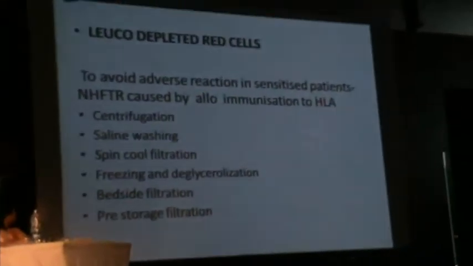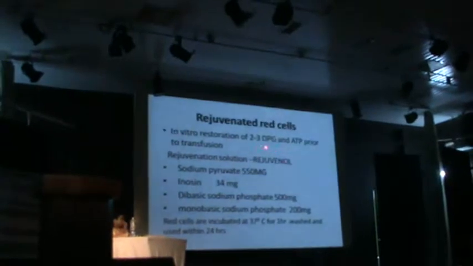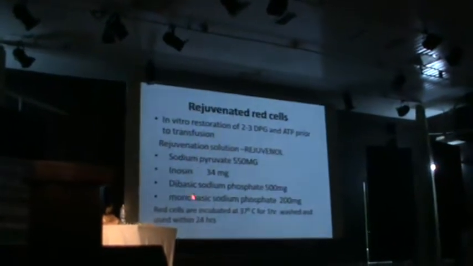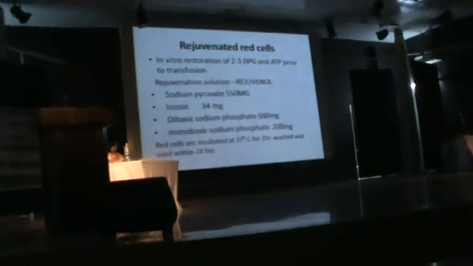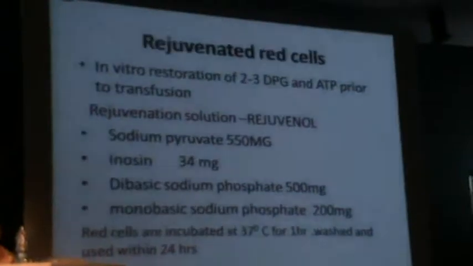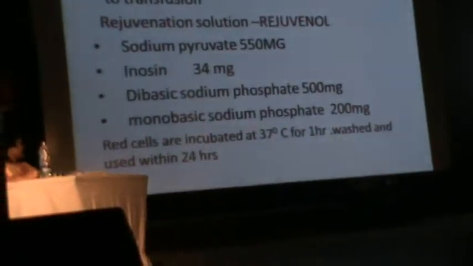Then you have leukocyte depleted red cells. It is prior to storage that you deplete the leukocytes, and you showed the filters also. There are a few more filters that we are going to show you, and how they could be used to prepare these depleted red cells. This is again dealt with in detail, so I will skip these slides. Then the rejuvenating solution, rejuvenol, has these components. Red cells are incubated with this solution at 37 degrees centigrade for 1 hour, washed, then used within 24 hours.